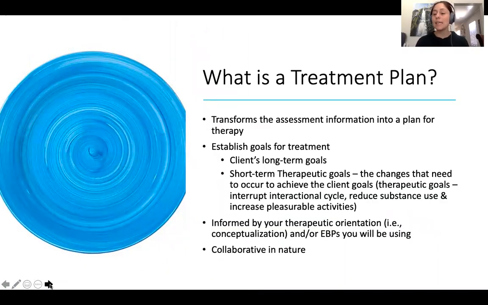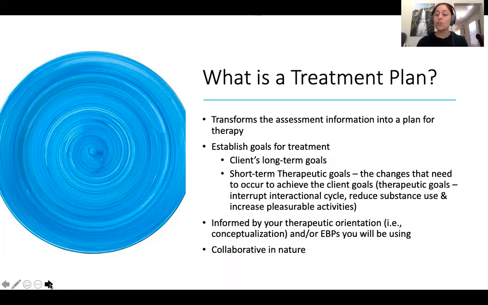Treatment plans take the information that you've gathered thus far in the assessment process and turn them into a plan for therapy, where you will address the presenting problem and attempt to help the client meet the goals that you come up with. Within the treatment plan, you're specifying the specific clinical goals for treatment. These include the client's long-term goals, as well as the therapeutic goals, which involve making changes that will be necessary to achieve the long-term goals.